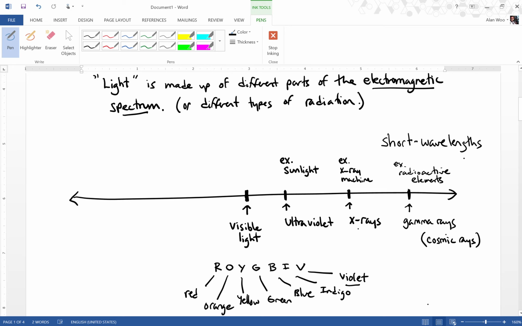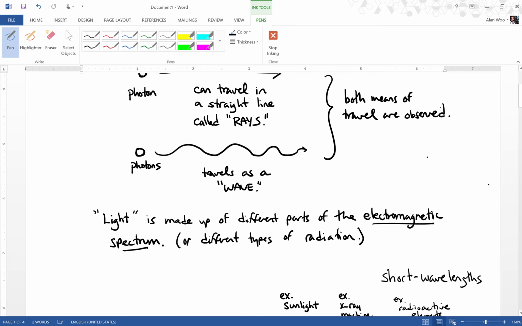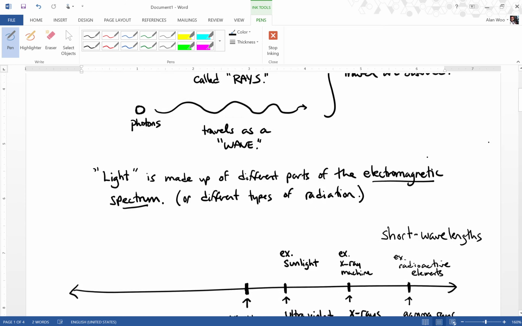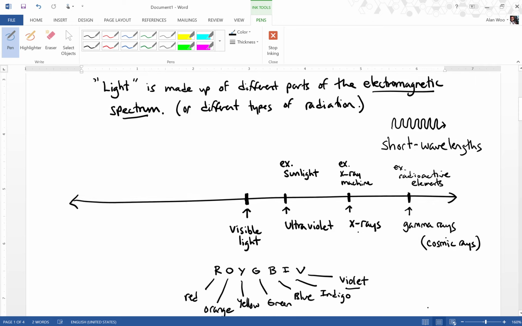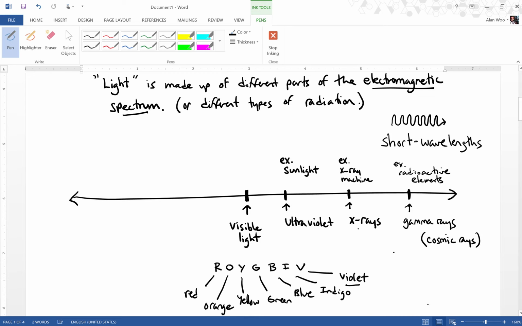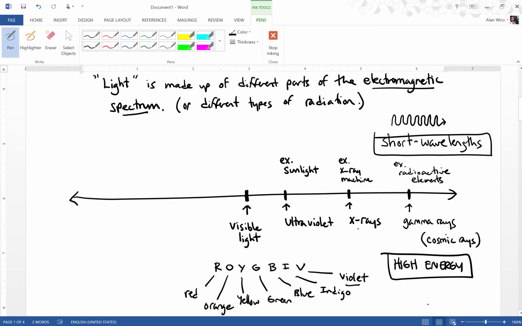So if you remember, light can travel in waves. So a short wavelength means their motion is very compact like this. Okay, so the shorter the wavelength, the more energy is packed into those wavelengths. Okay, so at this end here, we have high energy. And because it's high energy and they're short wavelengths, they're quite damaging to human tissues and cells.